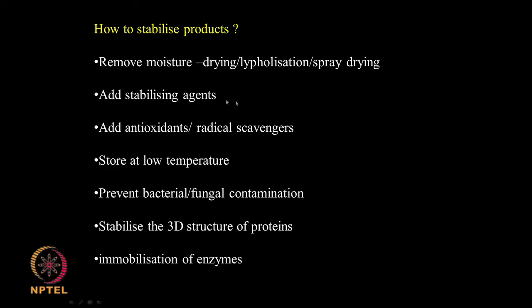So, what do you do? How to stabilize? We can remove moisture by drying, lyophilization, that is a very good stabilization. Even spray drying. Add a stabilizing agent, add antioxidants which are radical scavengers, so that oxidation does not take place. Okay. If there are any radicals or any oxidant formed, it scavenges them. Store at low temperature, prevent bacterial and fungal contamination, stabilize the 3D structure of the protein, and immobilization of enzymes also improves the stability of the enzymes.